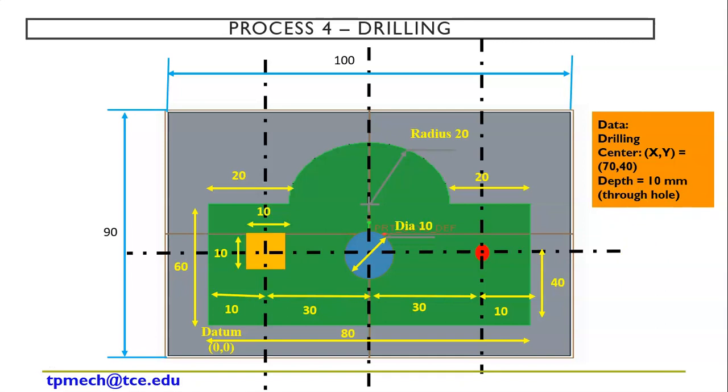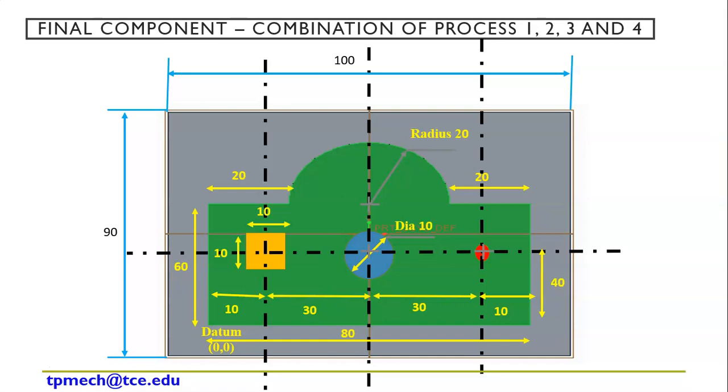Right? So my final component is a combination of these 4 processes: profile milling, square pocketing, circular pocketing, as well as drilling. These are my dimensions, right? So this is what they gave us at first.